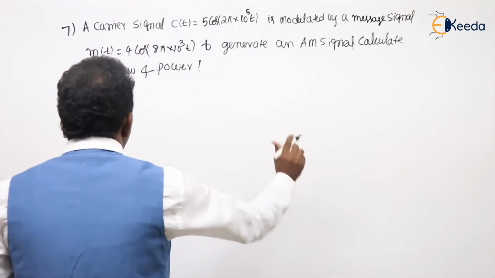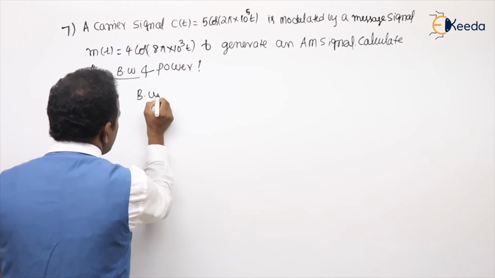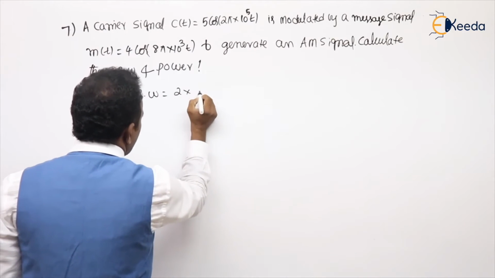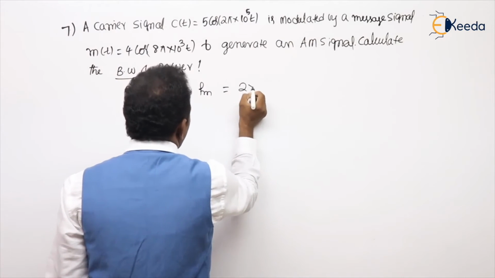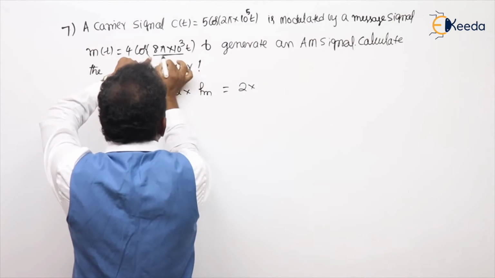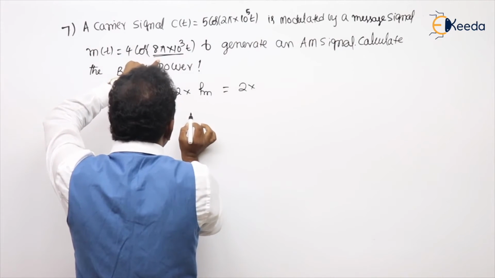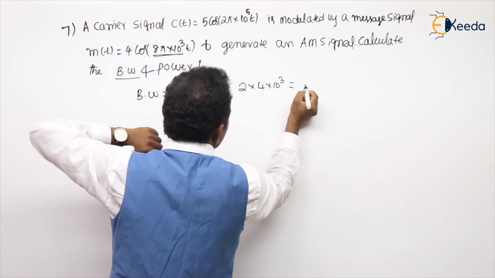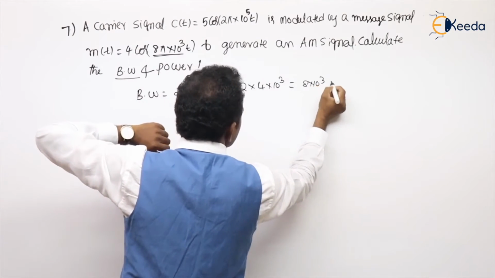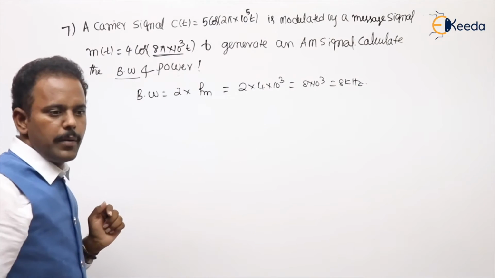Here, what they are asking is bandwidth. Directly I am doing. What is the bandwidth of an AM signal? Twice the message signal frequency, or message signal bandwidth. What is the frequency of the message signal? Divide by 2 pi, because this is omega. So 4 into 10 cube, so 8 into 10 cube. So 8 kilohertz. Getting my point?